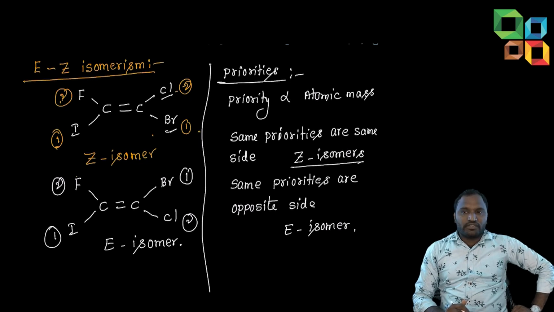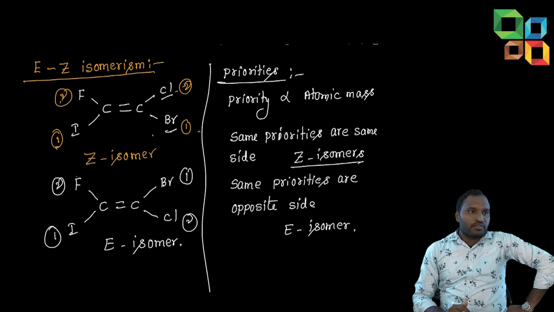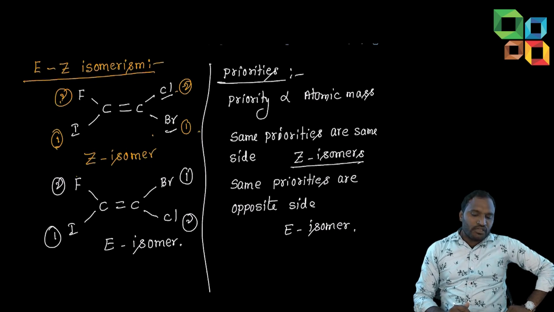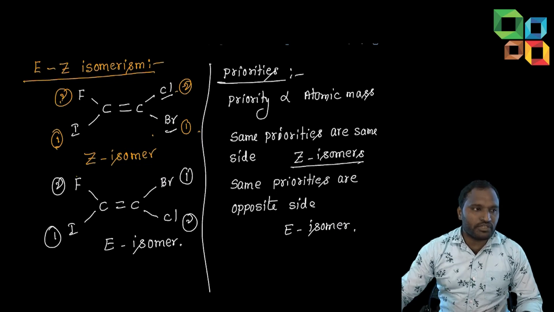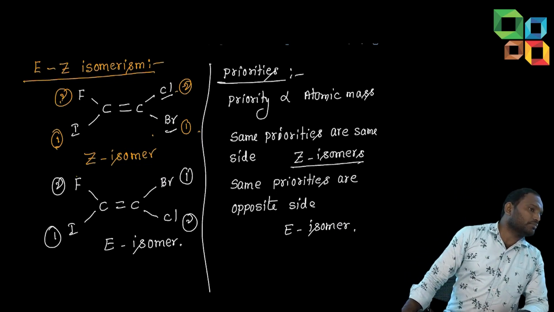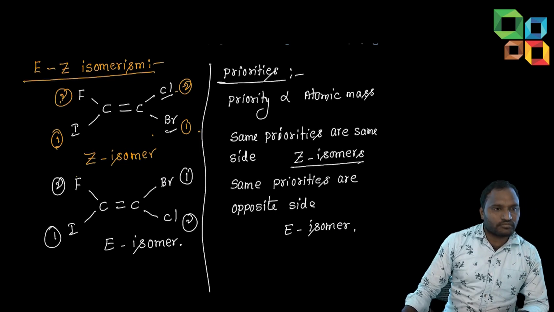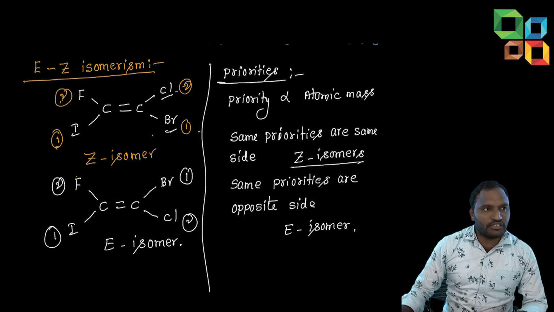Next one, E-Z isomerism. If all the four groups are different, we can use priority order. Based on the priority order, we will find out E isomer or Z isomer. If same priorities are on the same side, which isomer, students? E isomer or Z isomer? Same priorities are on the same side: Z isomer.